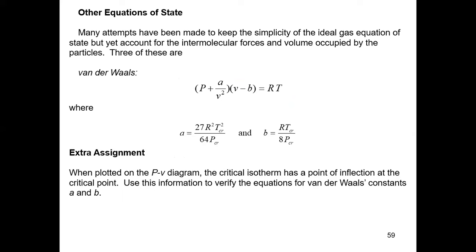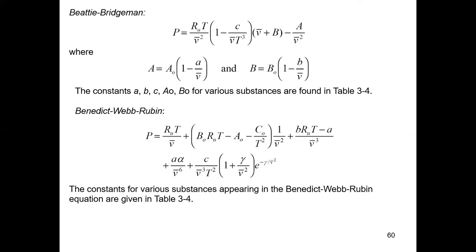Many attempts have been made to keep the simplicity of the ideal gas equation of state, but yet account for the intermolecular forces and volume occupied by the particles. Three of these are, first, the van der Waals equation of state: P plus a divided by v squared, multiplied by v minus b, where v is the specific volume, is equal to RT. a and b are constants given by this equation.